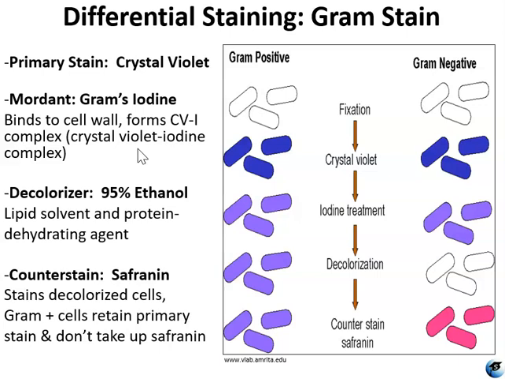The decolorizer is 95% ethanol, so if that large peptidoglycan layer is absent, the decolorizer will remove the crystal violet from the cells, and then the counterstain safranin is used because if the cells are gram-negative, after the decolorizing step, the cells will be clear and they'll be hard to view unless you stain them. So the counterstain, if the cells are gram-positive, they're going to retain the primary stain and they won't take up the safranin, and they'll be purple when you view them. If the cells are gram-negative, then they should be pink when you view them.